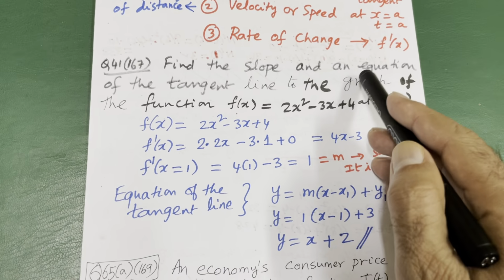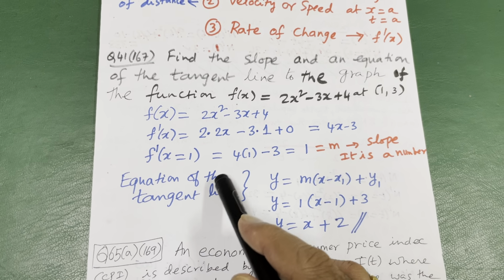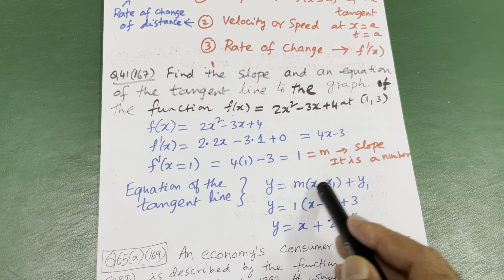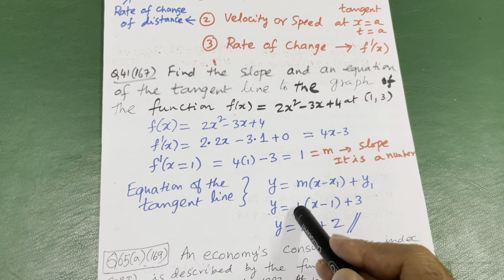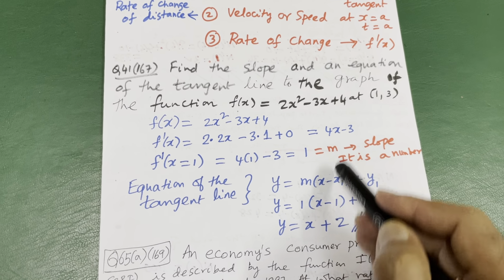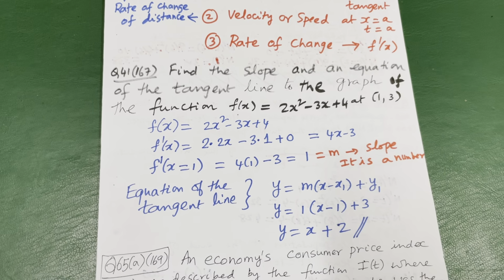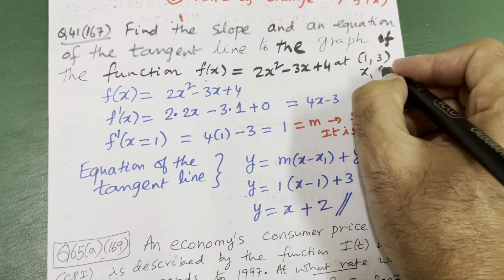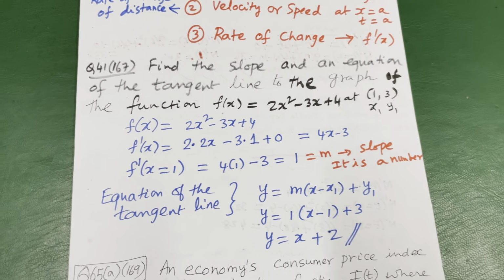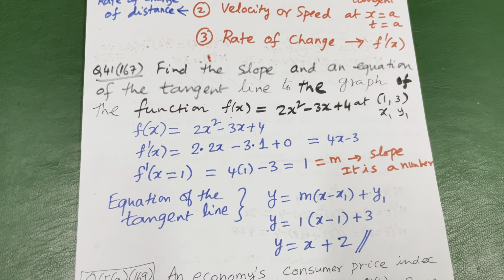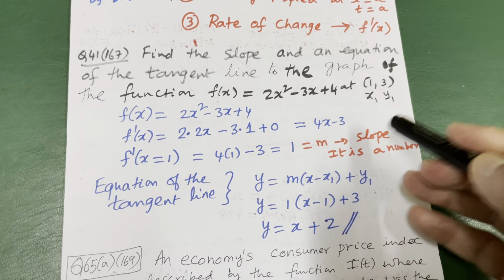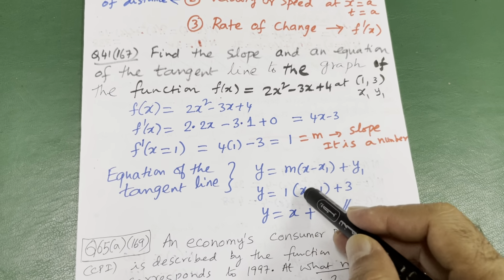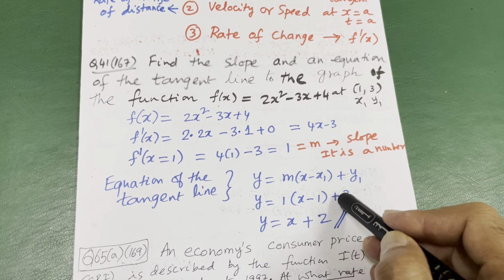Now we want to find the equation of the tangent line. Here is the formula: y equal to m multiplied by x minus x1, plus y1. Here m is 1, and this is x1, y1. So y is equal to m multiplied by x minus x1, where x1 is 1, plus y1 which is 3. So let us simplify: 1 multiplied by x minus 1 plus 3 is x plus 2.